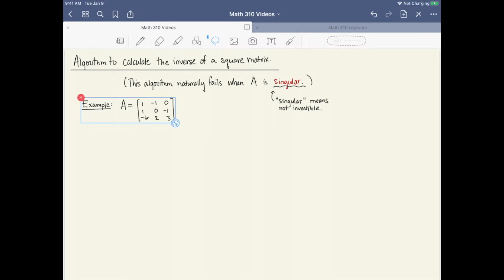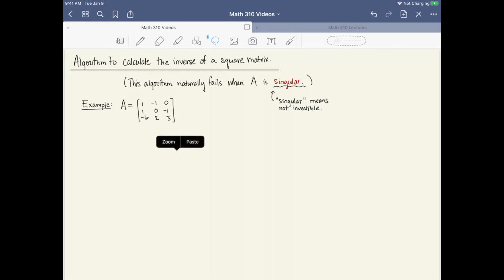And the specific example that we're going to look at is a 3 by 3 matrix: 1, minus 1, 0, 1, 0, minus 1, and minus 6, 2, 3. The numbers are, of course, rigged up so that the calculation is going to be really easy. So the first thing that we do is we splice together the matrix A with the identity matrix.